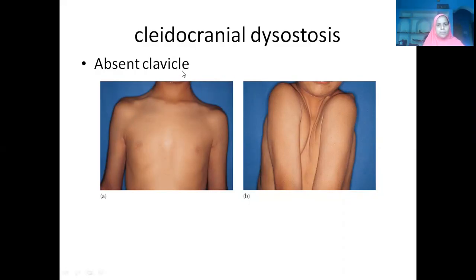You can see better. Cleidocranial dysostosis, you are finding an absent clavicle. Okay, here this is the normal clavicle which is subcutaneous. Okay, which we can see in fact, isn't it? But can you see the clavicle here? This boy is in fact able to bring the shoulder blades near to the midline. You call this condition cleidocranial dysostosis.